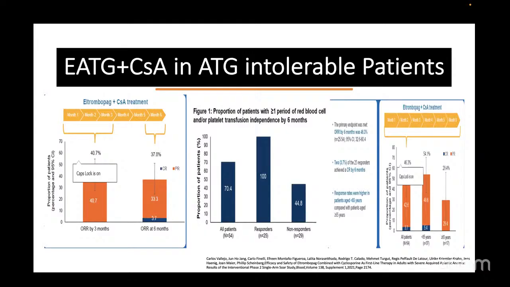And almost two patients achieved a complete remission by 6 months. So even without ATG, there is a small subgroup of patients who have achieved complete remission. But we have to keep in mind that all these patients who were showing good results without ATG were all younger patients, that is less than 65 years of age group.